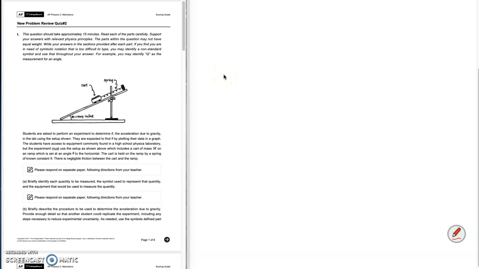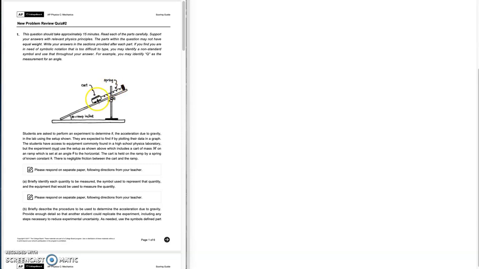All right, 2020 new problem review quiz number 2. This is a lab design question in which they want you to take the given lab equipment that they are requiring you to use and develop an experiment to figure out what gravity is.